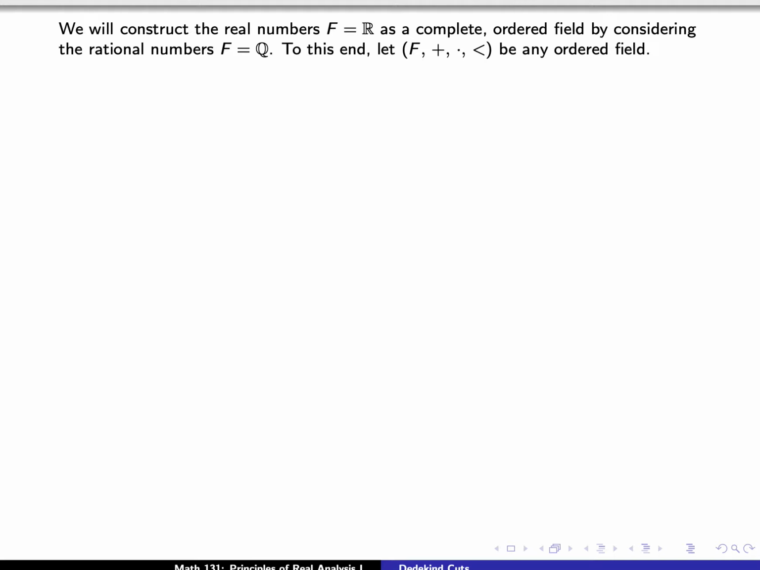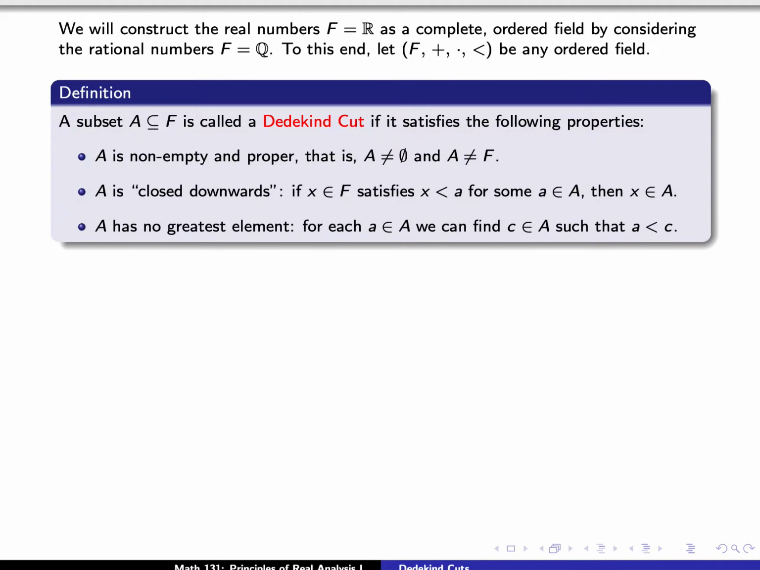Our goal for today is to explain how to construct the real numbers as a complete ordered field by considering the rational numbers. To this end, let's say that we have any ordered field F. We'll explain how to construct a complete ordered field using this. A subset of an ordered field is called a Dedekind cut if it satisfies the following four properties. First, it should be non-empty and proper. That is, our subset A should not be equal to the empty set. It should have at least one element. And A should not equal the entire field F. That is, there should be an element of F that is not in A.